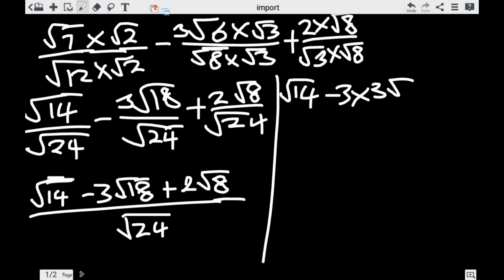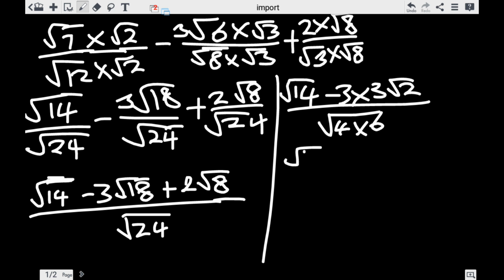So now write your 2 here over root 24, which is also, sorry, root 24 is 4 times 6. So root 14 remains as root 14, and 6, 3 times 3 is 6.